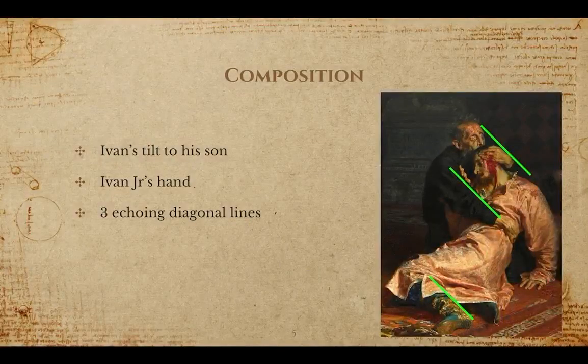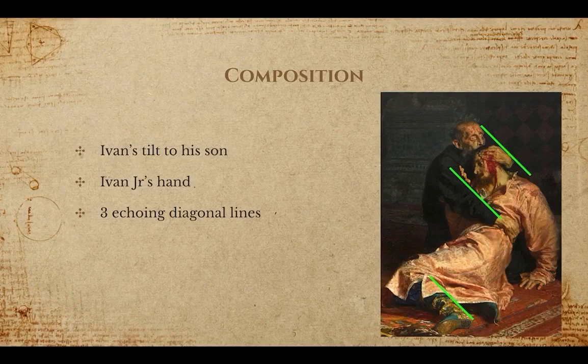When considering composition, one of the first things to notice is Ivan's attentive tilt that corresponds to the angle of his son's head, showing intimacy between a father and son. We can also see Ivan Jr.'s hand on his father's shoulder as a sign of peace and forgiveness. Those show the audience how the father-son relationship is stronger than one of the cruelest rulers' ego.